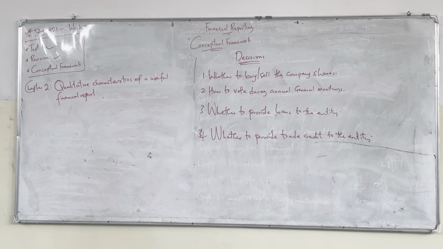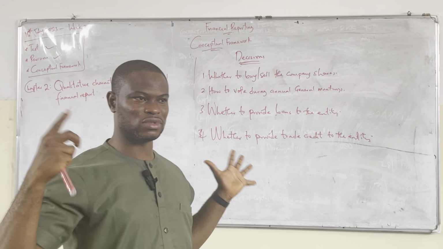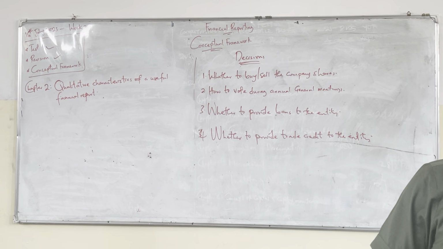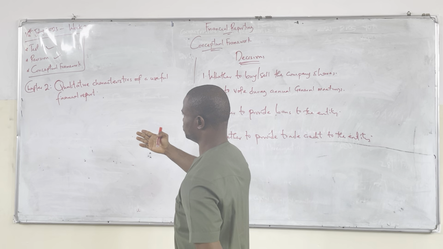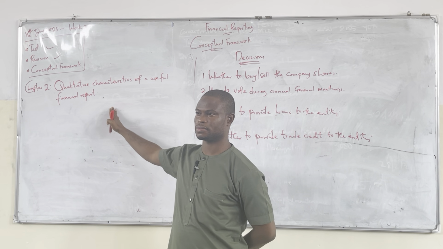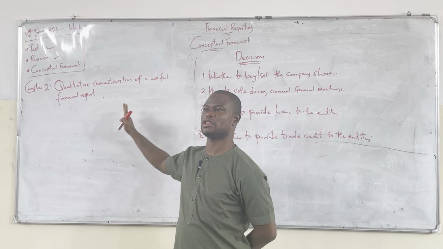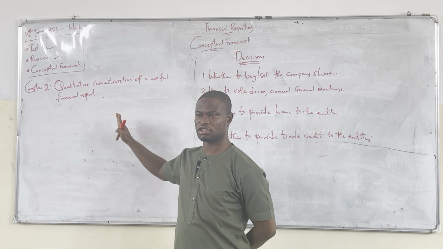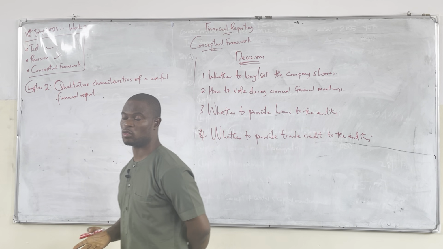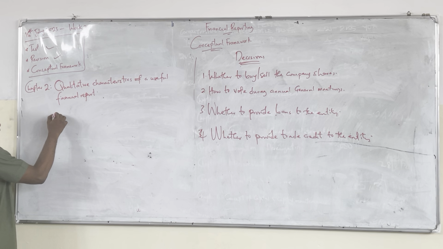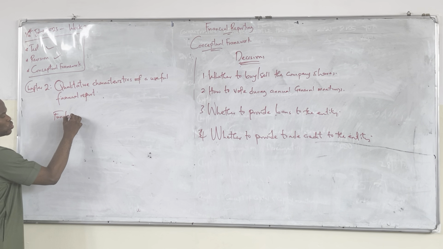Okay. So chapter 2 talks about the qualitative characteristics of a useful financial report. Is this one that they ask often? This chapter 2, even last night was there. They ask it as often as possible. And this is the second one of the conceptual framework. When you are preparing your financial reports, these are the attributes that financial reports must have. These are the qualities you must have. And what are they? So categorically, there are two.